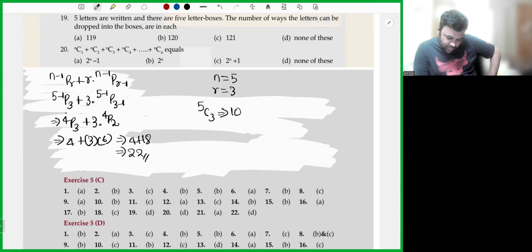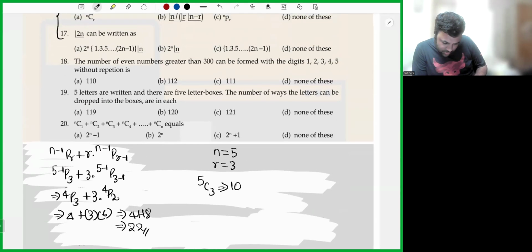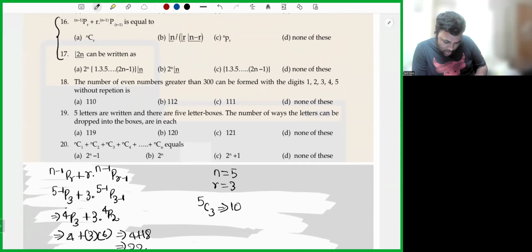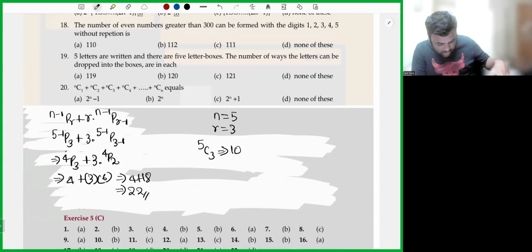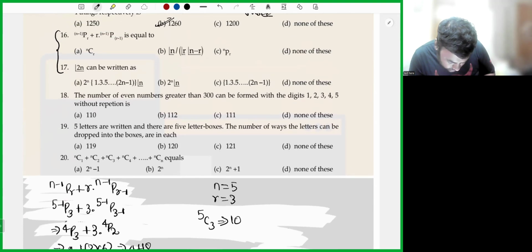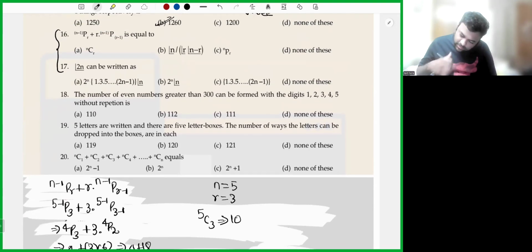N minus 1 PR, 5 minus 1 P3, 4P3, N minus 1 PR plus R into N minus 1 P R minus 1. 5 minus 1, 4, P3, 3 minus 1 is 2. So 6 into 3 is 18. Next, 4P3 is also 4. 18 plus 4, 22. So nothing is matching 5C3. NC3, let's check this one. N factorial divided by N minus R factorial into R factorial. That will also be the same.